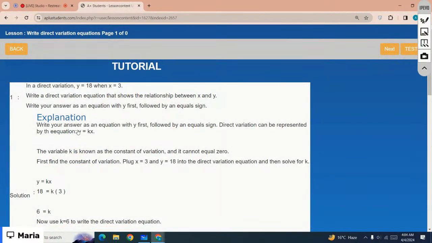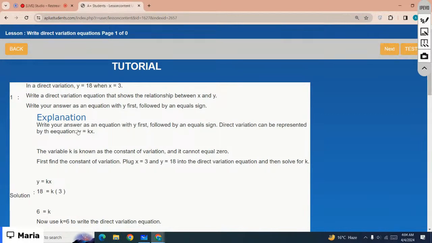So first we have to understand what is the direct variation, or direct relationship. The direct relationship is the one in which if one of the variables is increasing, the other variable is also increasing. If one of the variables is decreasing, the other variable is also decreasing. That is the direct relationship. They have the direct relation.